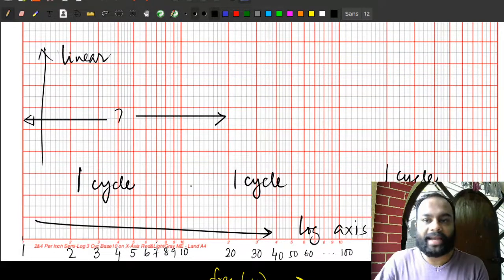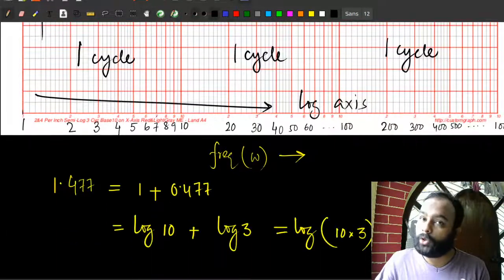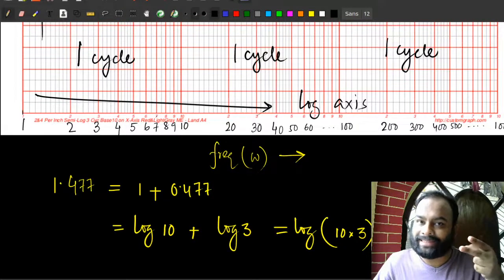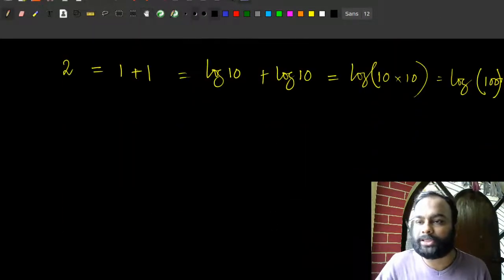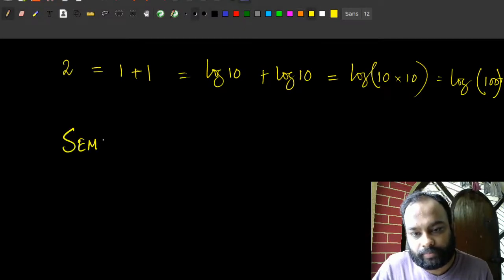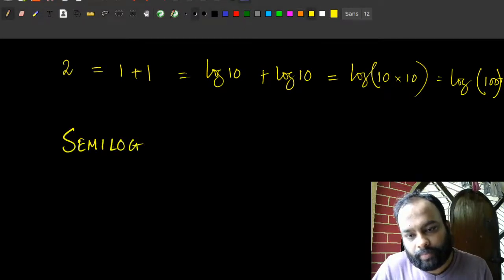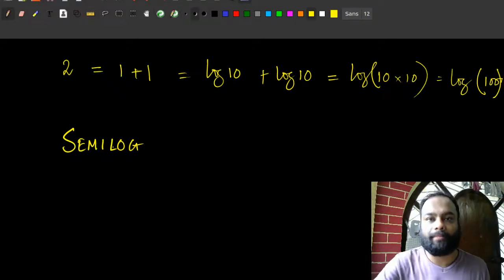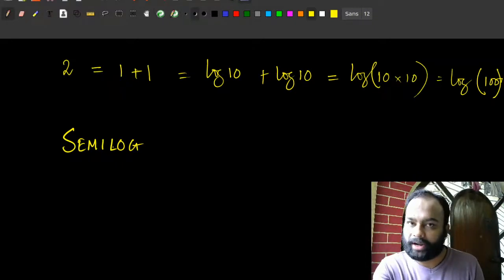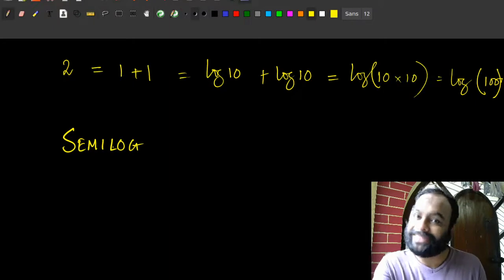This axis is the linear axis, this is the logarithmic axis. Since not both the axes are logarithmic, this kind of graph paper is known as a semi-log graph paper. So one of the axes is logarithmic, the other one is linear. That is why semi-log, right?